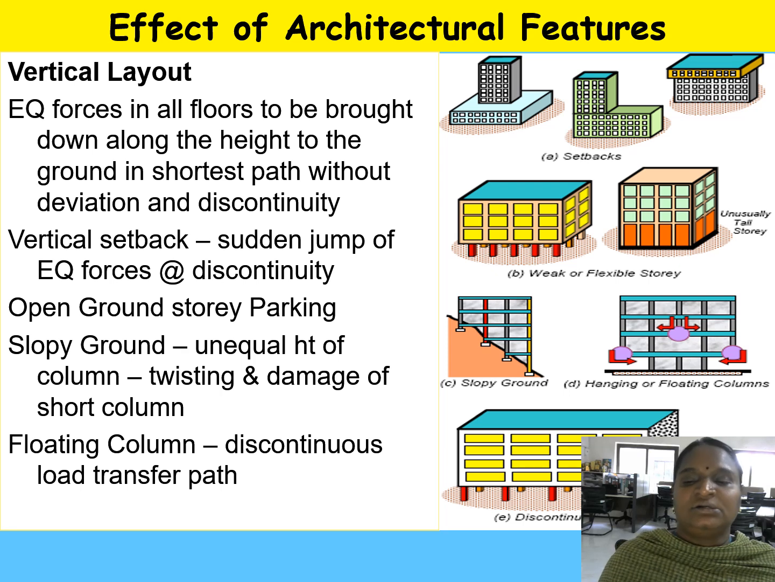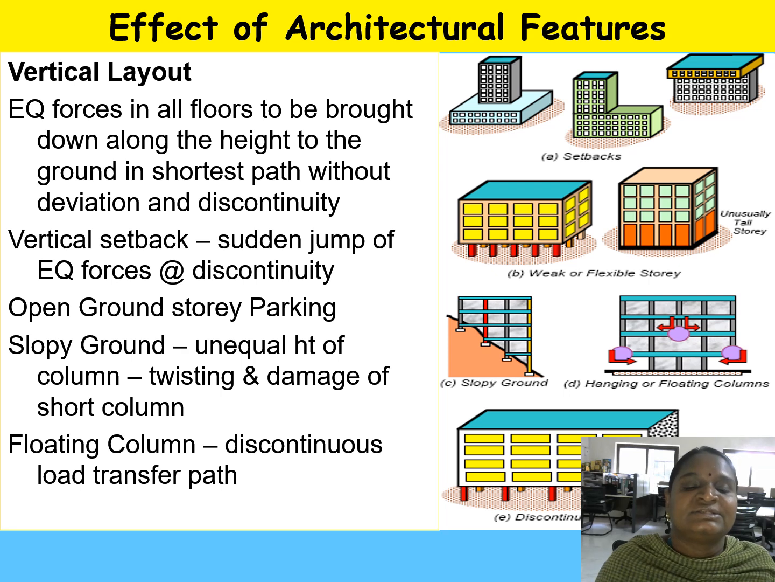So this is the vertical layout. These are some of the setbacks we have to consider. Suppose you have a plan like this, and your building is like this. Earthquake forces in all the floors should be brought down along the height to the ground by the shortest path, without any deviation and discontinuity. If there is a discontinuity, then the load transfer will be a problem. The seismic force should be transferred from the top to the ground and distribute the load properly. Accordingly, you have to give an architectural feature for that.